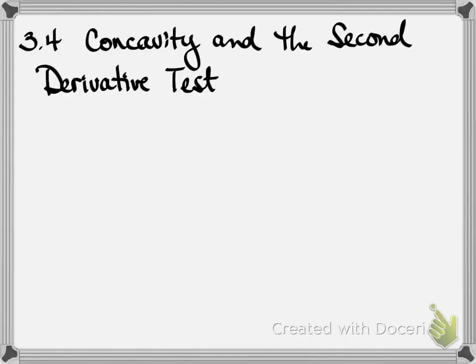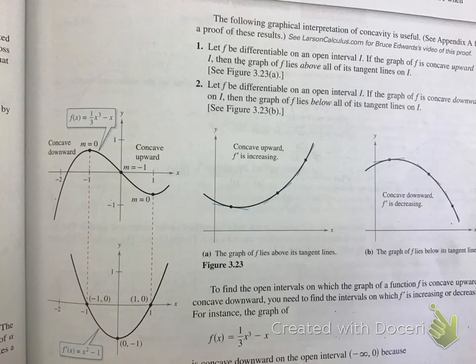Today's section is 3.4, concavity and the second derivative test. So this idea of concavity is looking at the graph, and if you have a graph like this one, then no matter where you look at a certain point and draw the tangent line, it is underneath the curve. If that's true, then this is concave up.